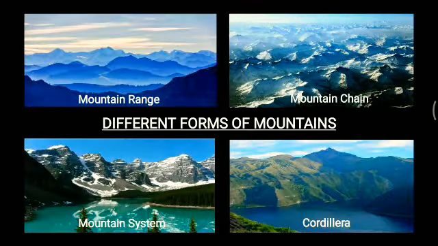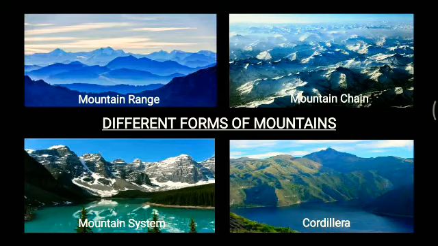Now here we'll discuss the different forms of mountains. These are the different forms of mountains. We have mountain range, mountain chain, mountain system and cordillera. Alright, all of these come under the different forms of mountains. Now, first one, that is mountain range.